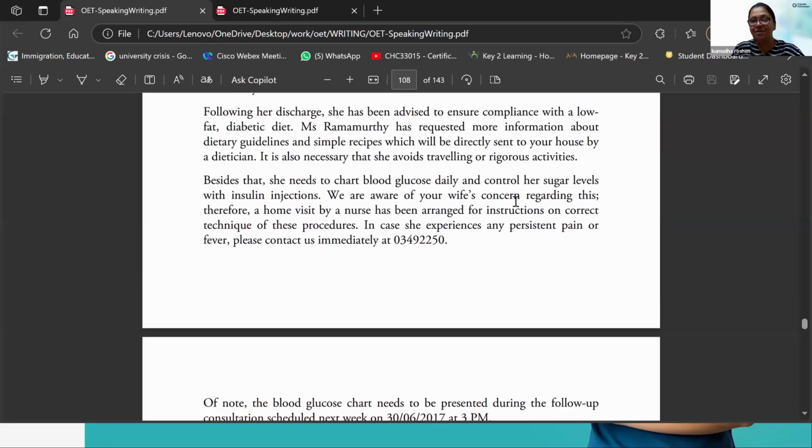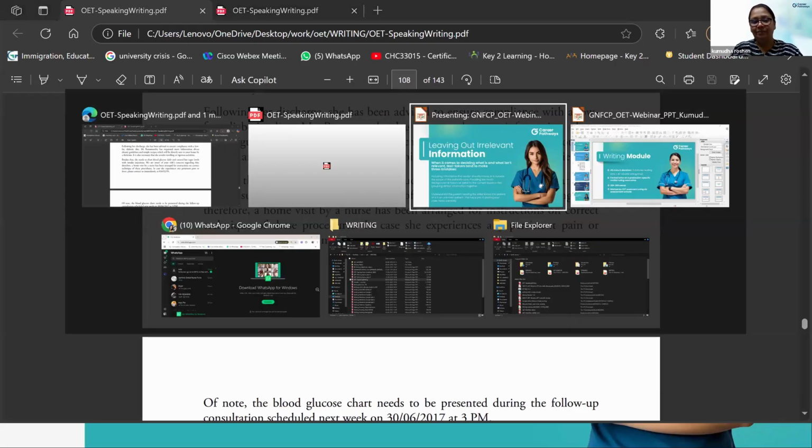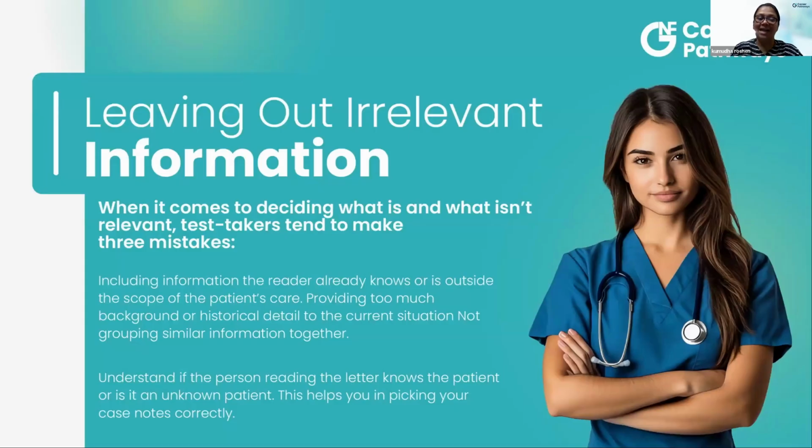We are aware of your wife's concern regarding this. Therefore, a home visit by the nurse has been arranged for instructions on correct technique. In case she experiences persistent pain or fever, please contact us immediately. So these 2 case notes tell us clearly how you need to leave out irrelevant information and include relevant information depending on the person who's reading the letter. Because the letter should not impact the care you give to the patient. So this is about how picking the right information is important.